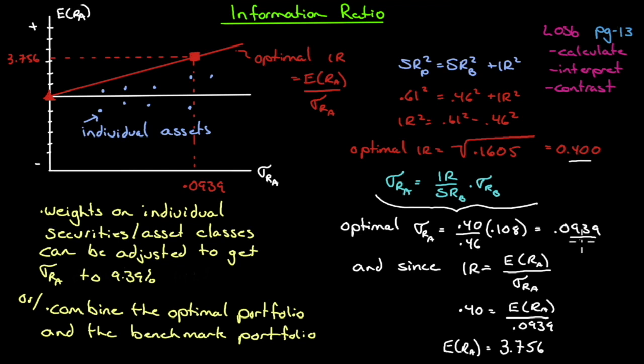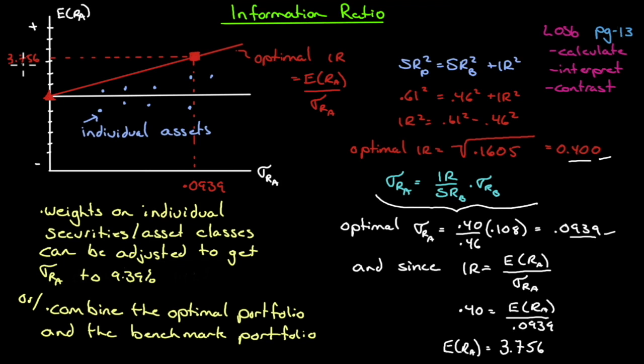And if we have 0.0939 as our optimal risk, we know that the information ratio is the expected active return divided by active risk. Well, we already solved for our information ratio. We've already got our active risk. It's easy enough to solve for expected return. At this level, we would expect an active return of 3.756.